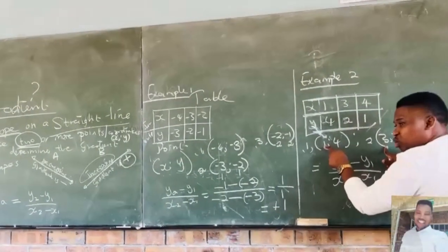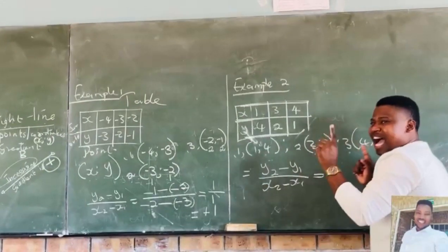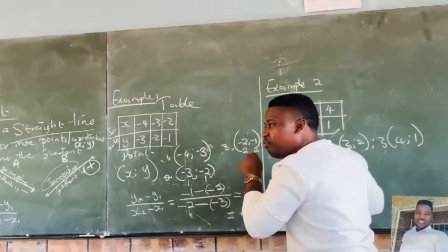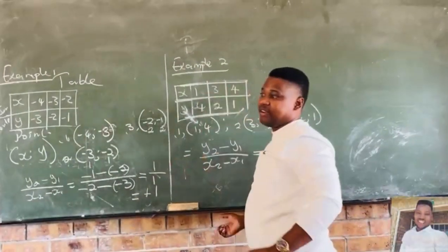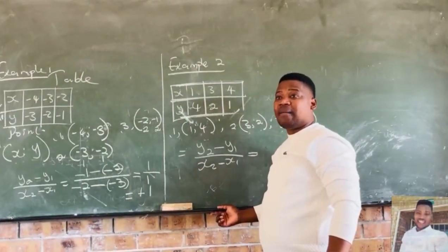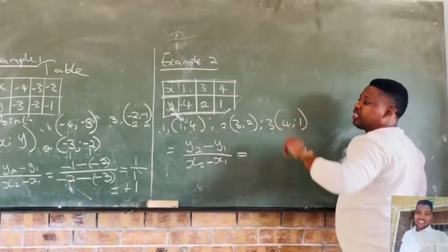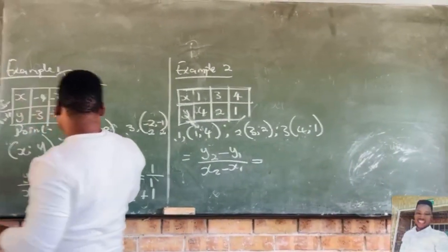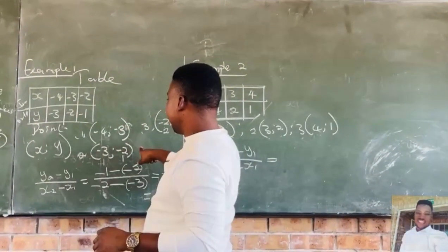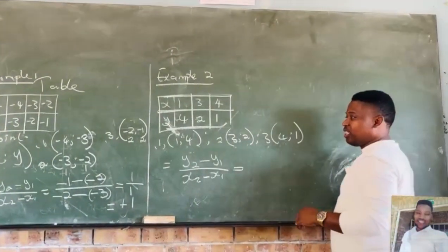Someone can choose 1 and 2. Someone can choose 1 and 3. Someone can choose 2 and 3. But the fact is that if all of these points are on the same line, they will give you the same answer. Yes. Now, let's go. Which one do we choose? Is it 1 and 3 or 2 and 3? Now come, let's choose 1 and 3.